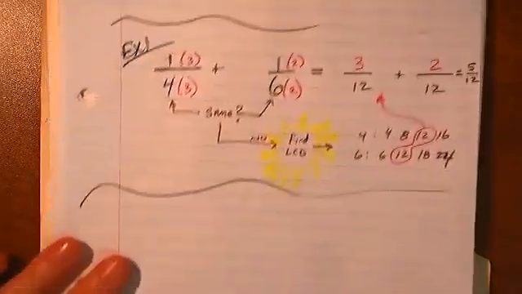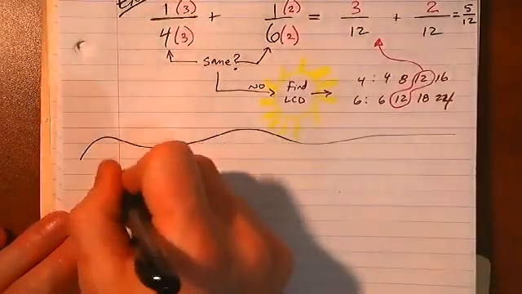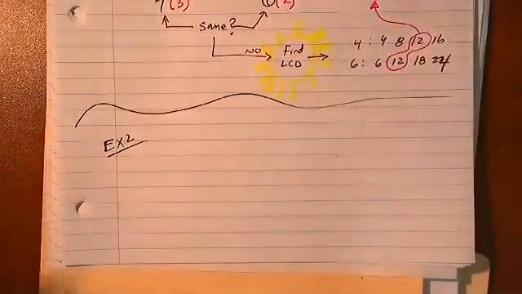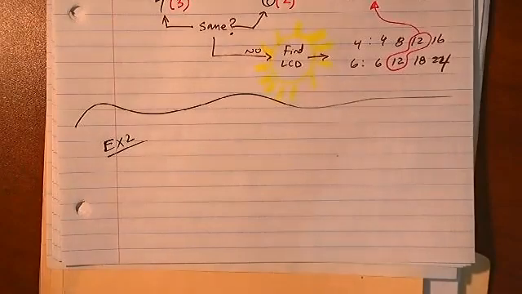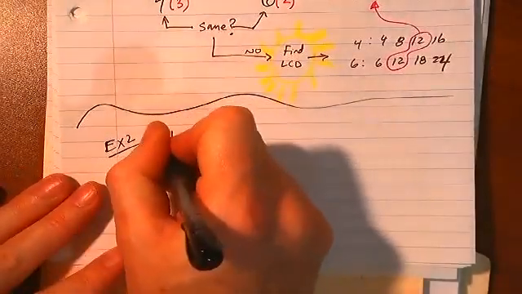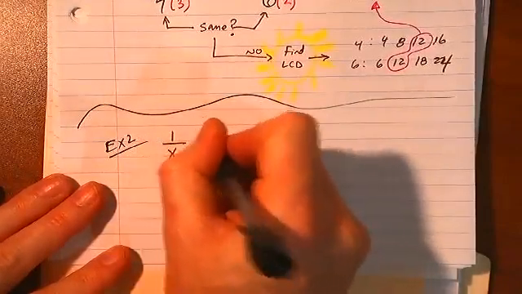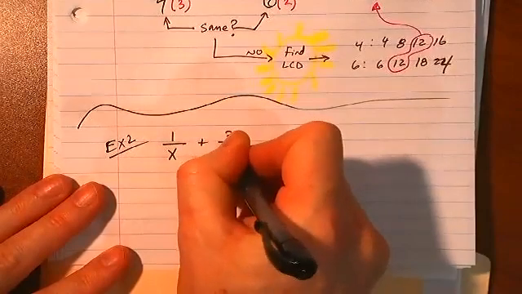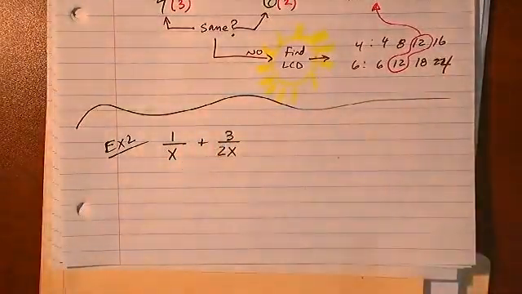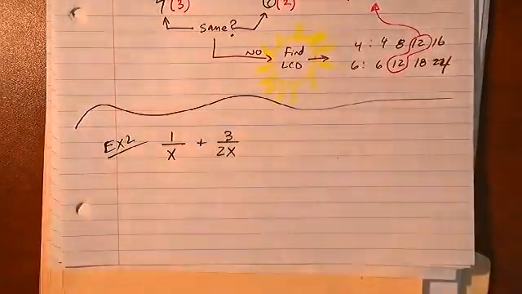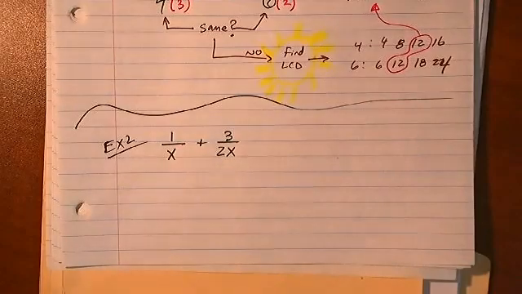Let's move on now to something that's like a high school problem. So here's example number 2. I'm going to start with something that's very small, short, basic, and from this problem, we're going to write out a procedure. We're going to proceduralize this process. Okay, so I've got a 1/x plus a 3/2x.